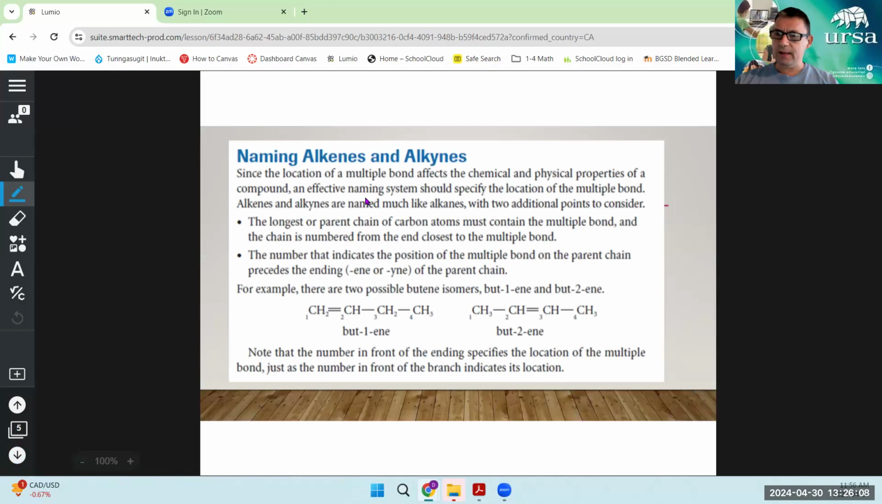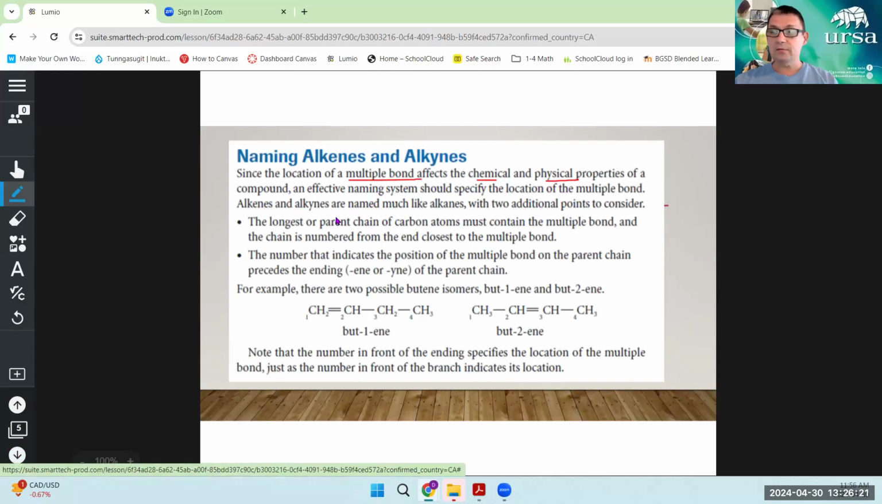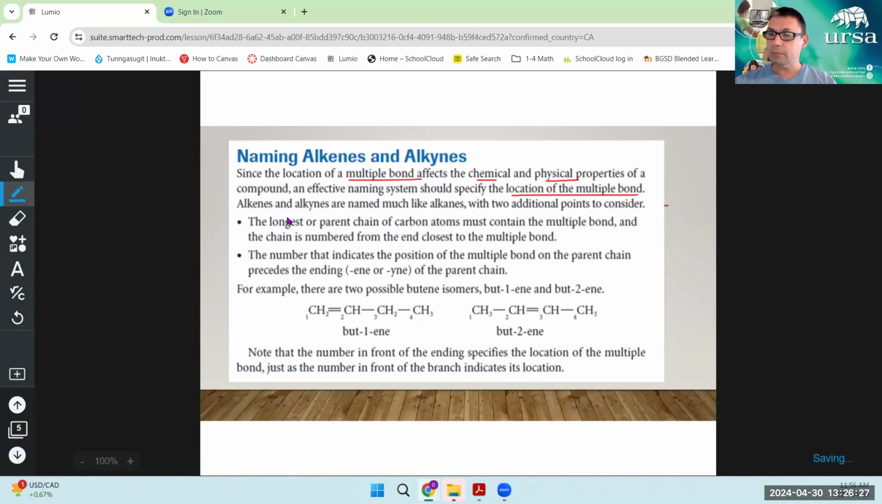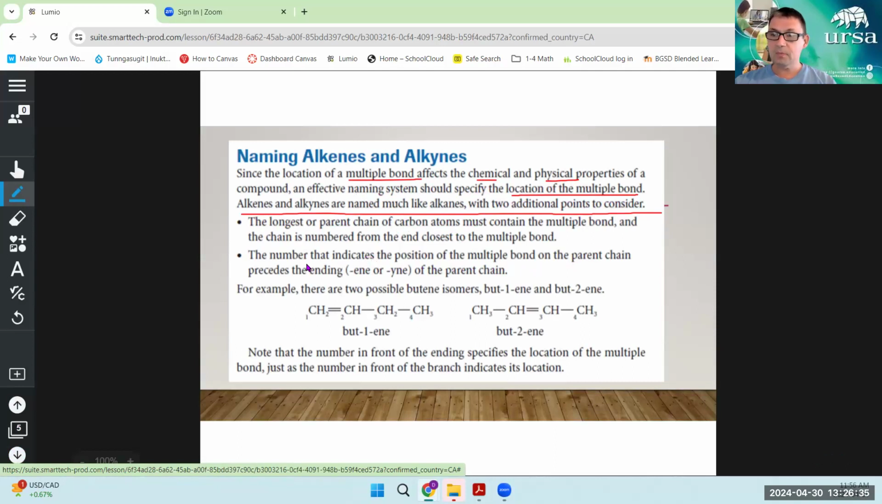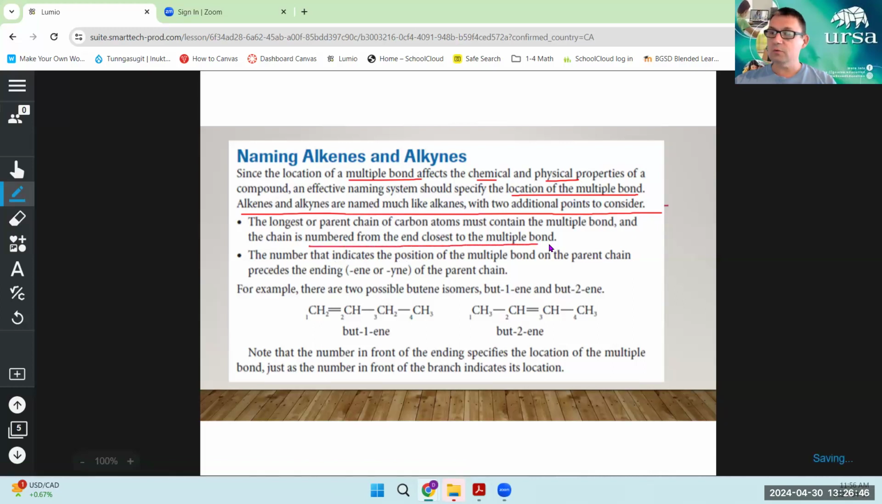So with all of that being said, in terms of naming the alkenes, the first thing you have to consider is that where the multiple bond is located is going to have an impact on both the chemical and physical properties of that compound. So it's very important to have a naming system to specify where that double or triple bond is located. They're named pretty much the exact same way as alkanes, but with two notable exceptions. Firstly, the longest chain must contain the multiple bond, and the chain gets numbered from the end closest to the multiple bond.